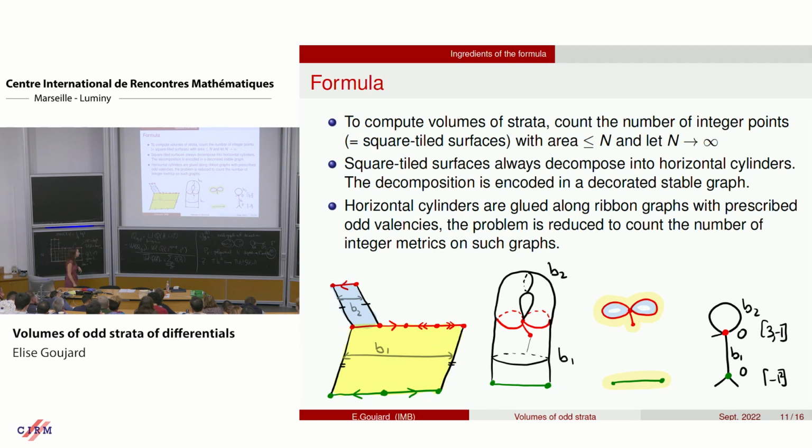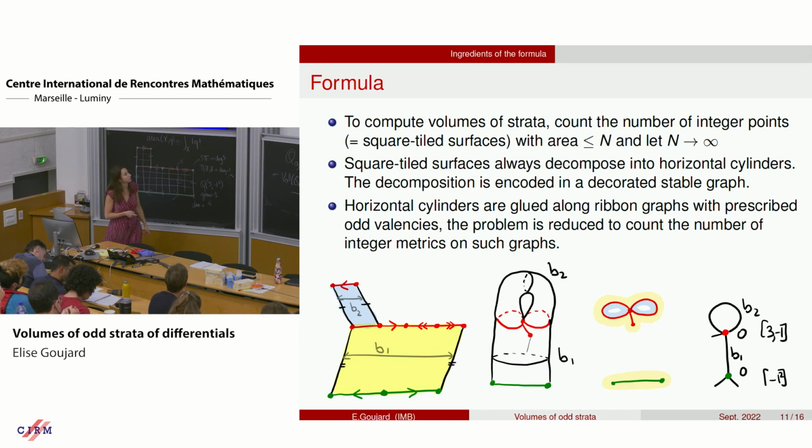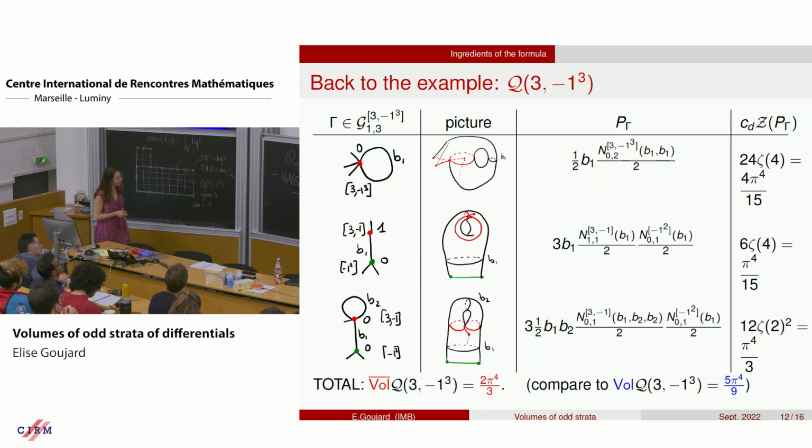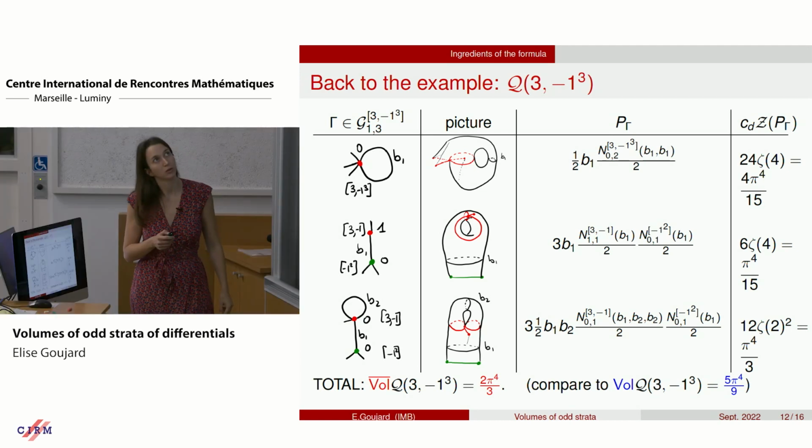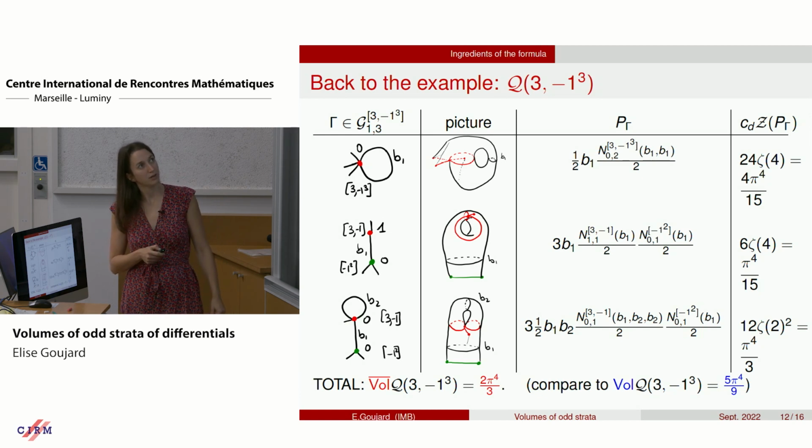So why do we have some additional contribution? Maybe you begin to see why, I hope. But let me go back to the example of the computation of this volume. As I said, I have three types of stable graph. And now you know that these three types of stable graph correspond to three types of decomposition into cylinders. So this is a one cylinder square tiled surface. I just drew the topological picture here. You have only one cylinder which is glued to itself along this kind of ribbon graph.